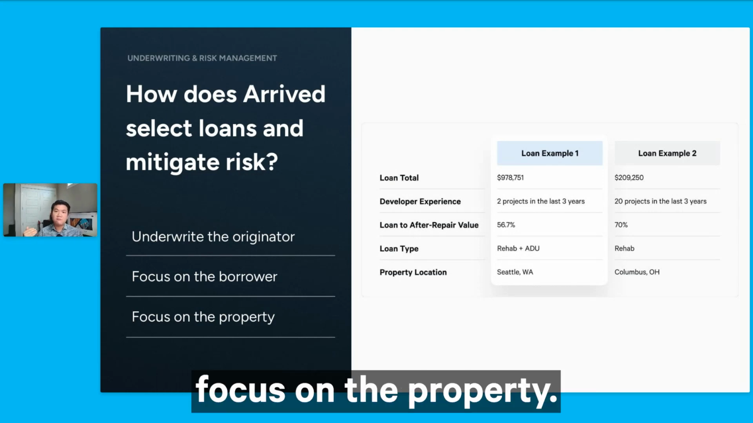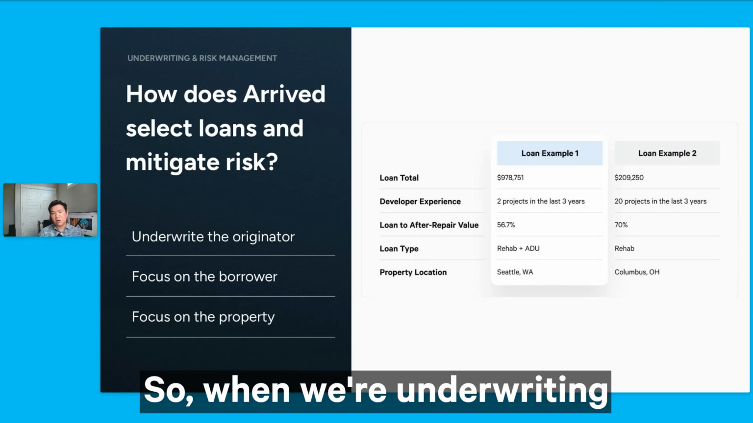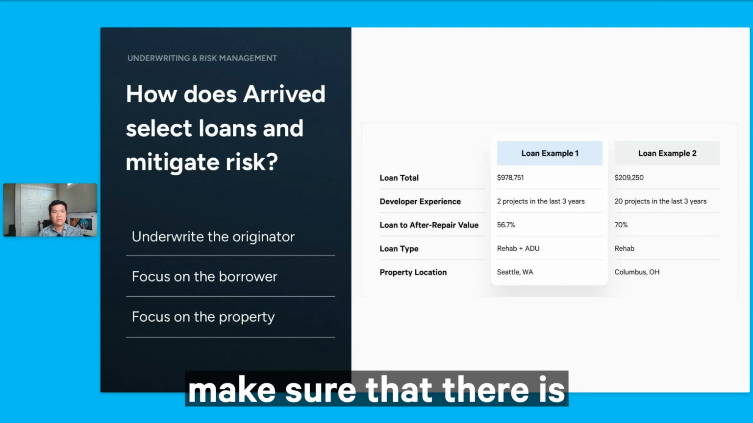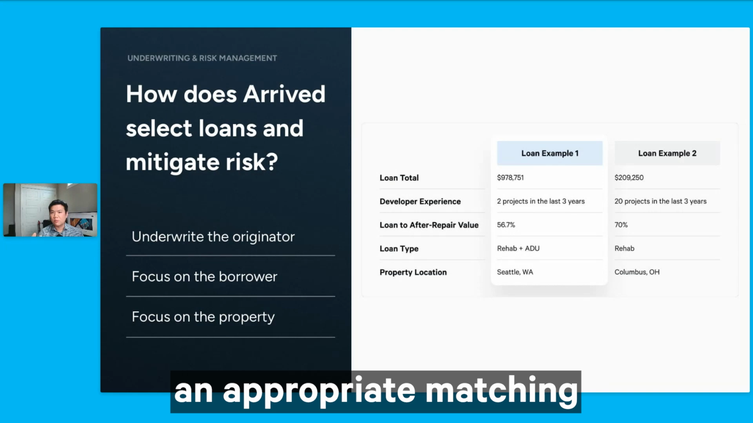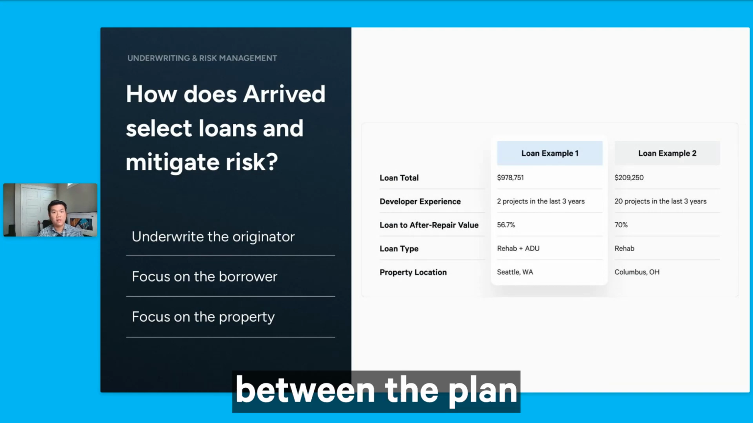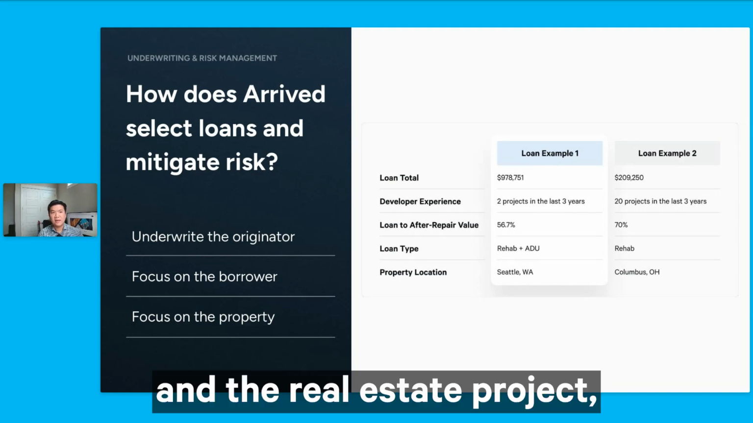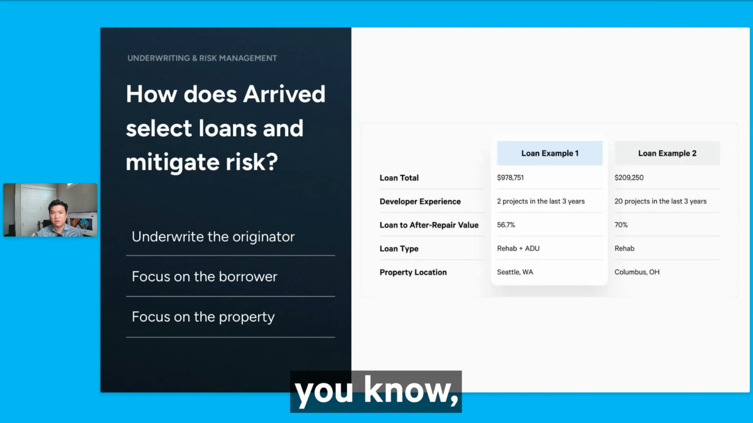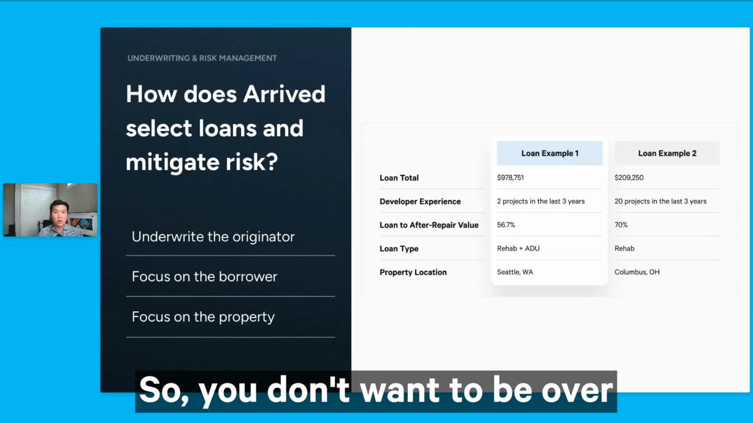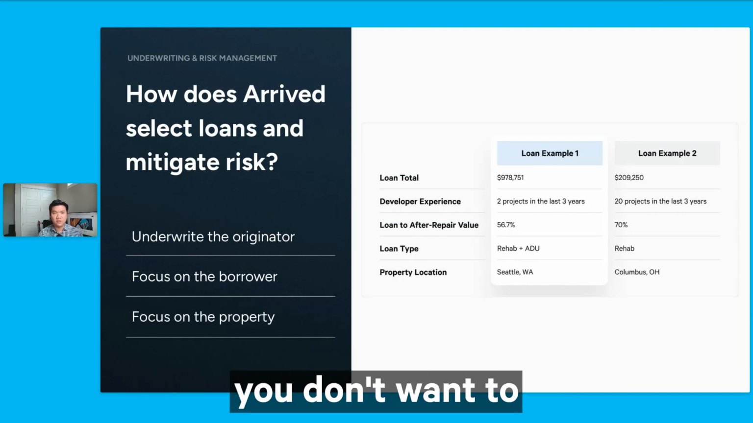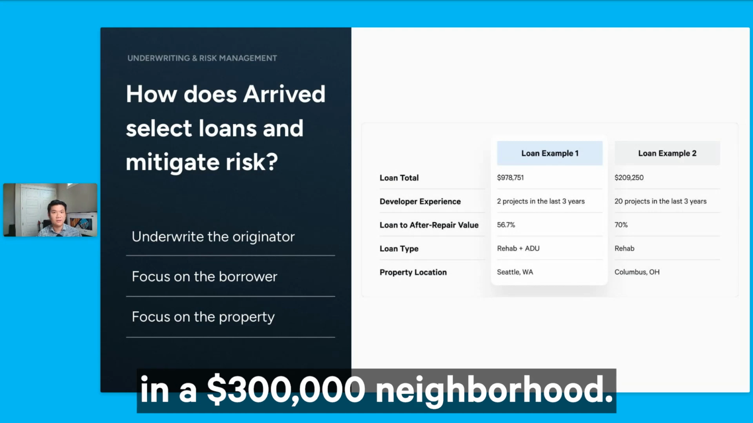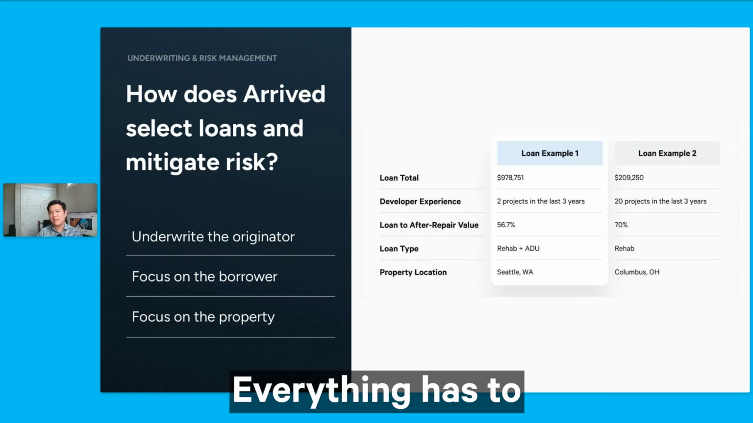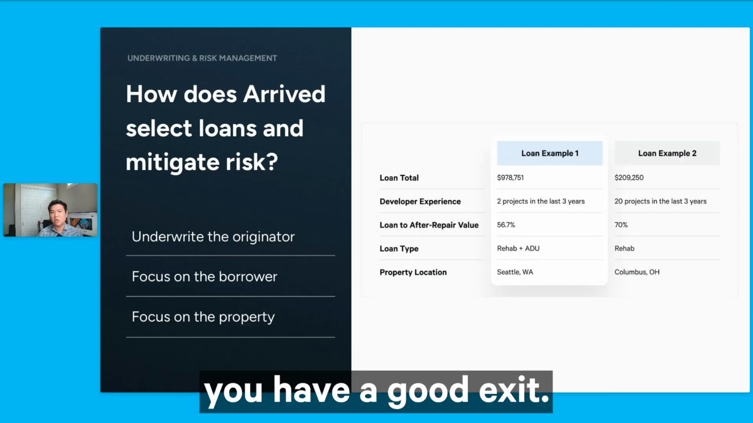Then finally, focus on the property. So when we're underwriting a property, we want to really make sure that there is an appropriate matching between the plan that the developer has and the real estate project, with where it's located. So you don't want to be over improving a house. You don't want to be under improving. You don't want to have a $1 million project in a $300,000 neighborhood. Everything has to be proportional, such that you have a good exit.